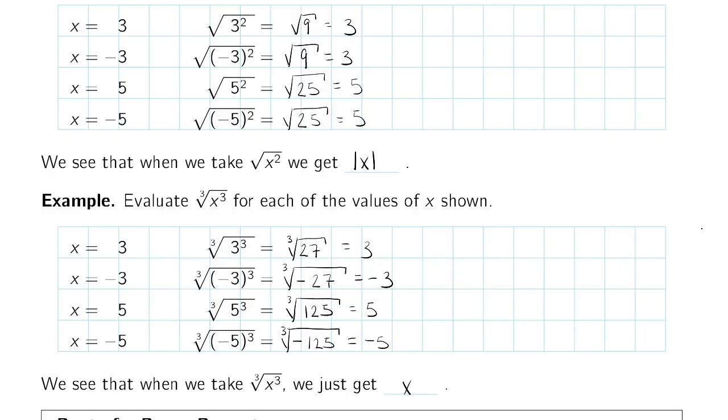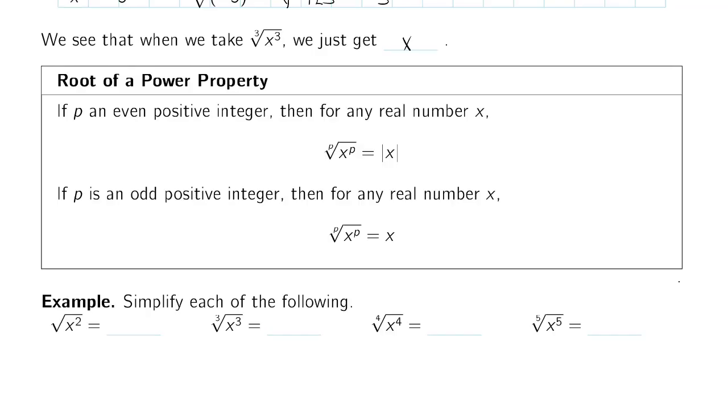For the same reason that the even power functions are not one-to-one, while the odd power functions are, when we take the square root of x squared, or an even root of x to an even power, we have to take the absolute value. When we take an odd root of x to an odd power, we just get the original number back. And here's a summary of that. If we have an even power, then the pth root of x to the p is the absolute value. If we have an odd power, then the pth root of x to the p just gives us x back.